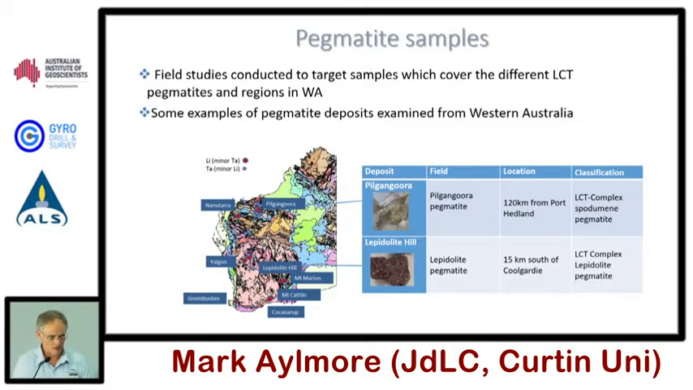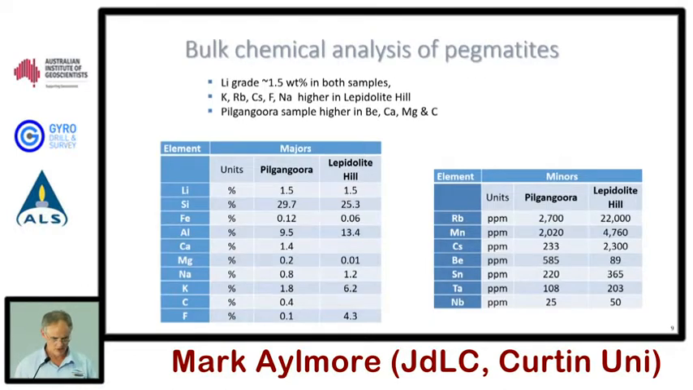At the moment, we've been looking at field studies conducted on target samples which cover most of the different LCT pegmatites in Australia. But I'm just going to give a couple of examples of some of the work that we've published, one on the Pilganora pegmatite and one on the Lepidolite Hill. So just as an example.